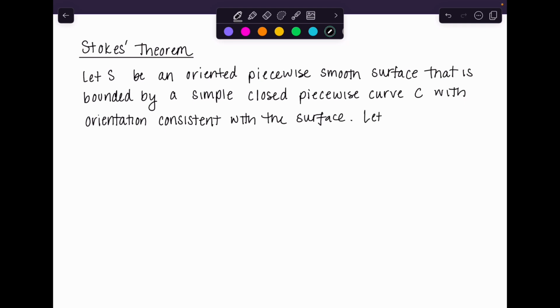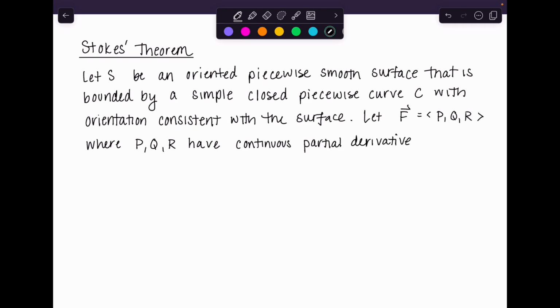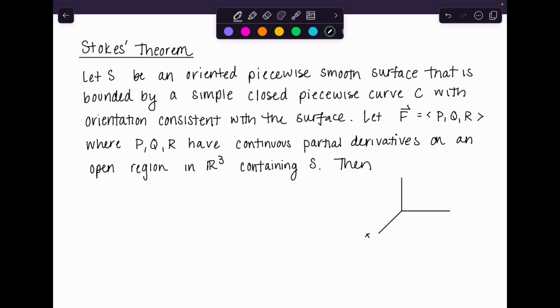Then we're going to let F be the vector field, which has components P, Q, and R, where these have continuous partial derivatives on an open region in R3 containing S. Then what we can say is the following. So I'm going to draw just a little picture to give an idea of what all of these things are before I give you the actual statement of the theorem.